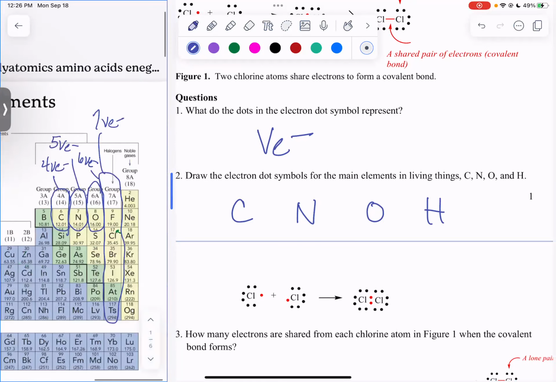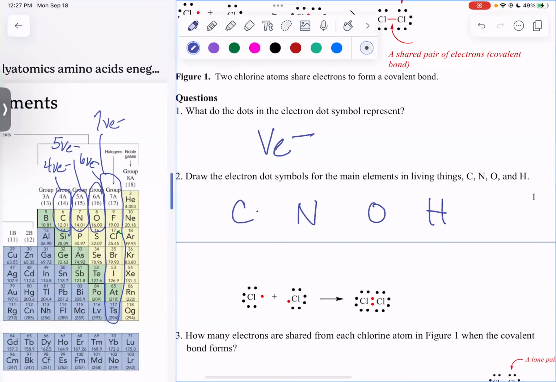So if we go ahead and we draw these, carbon has 4. 1, 2, 3, 4, and remember we leave them unpaired. Then nitrogen, 1, 2, 3, 4, and then we have to pair up a third one. Doesn't matter. Pair up another one. So now we have 5. Oxygen has 1, 2, 3, 4, and then we need 2 more, 5 and 6. Doesn't matter. And hydrogen only has 1. So it doesn't really matter what side you put them on, so long as you do them singly and then pair them.